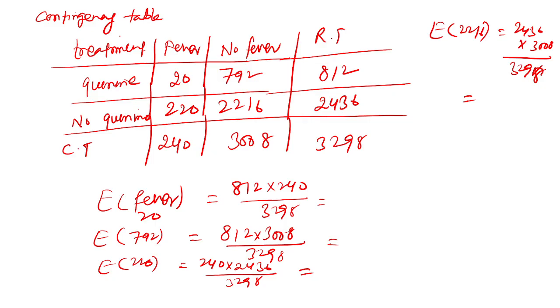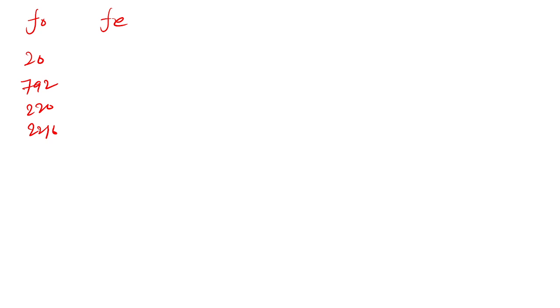We have the FO, then we have the FE. FO was the 20, 792, 220, 2216. For corresponding expected frequency, it is E20, I think it's 60. You can calculate actually: 752 and then 180, and it becomes 2256.